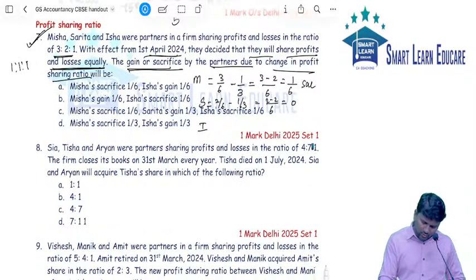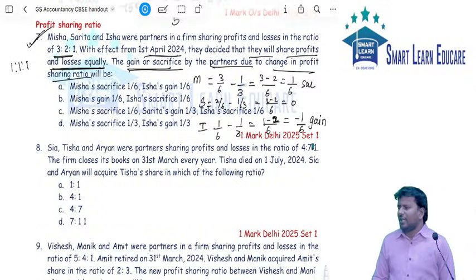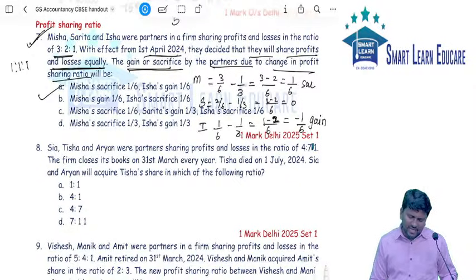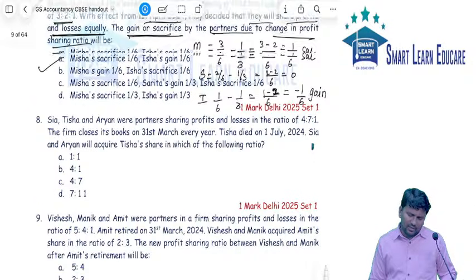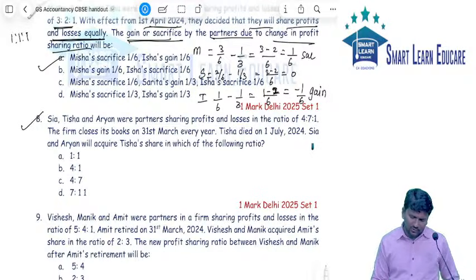What is the old ratio of I? It is 1/6 minus new ratio 1/3. Old ratio minus new ratio. You will get LCM 6. It is 1 minus 2, which gives you minus 1/6. If you get the answer in minus, it means the partner is gaining. So the answer for this question is A: M is sacrificing and I is gaining. That's all. Try the next question. Death of partner related ratio question.